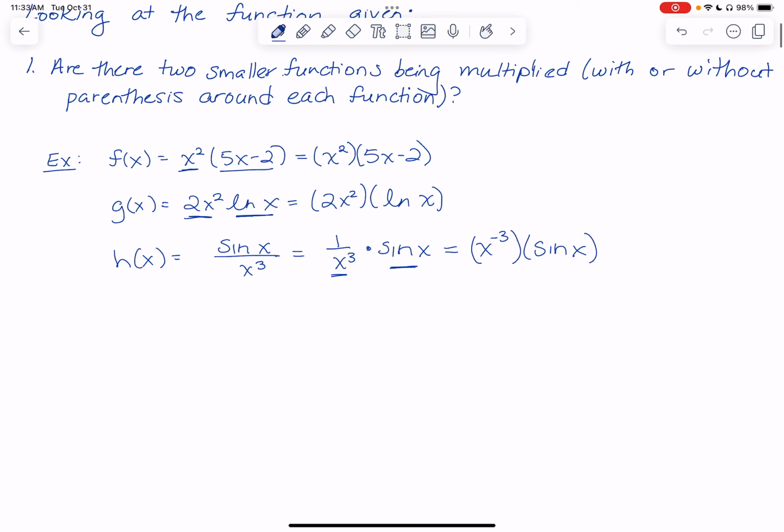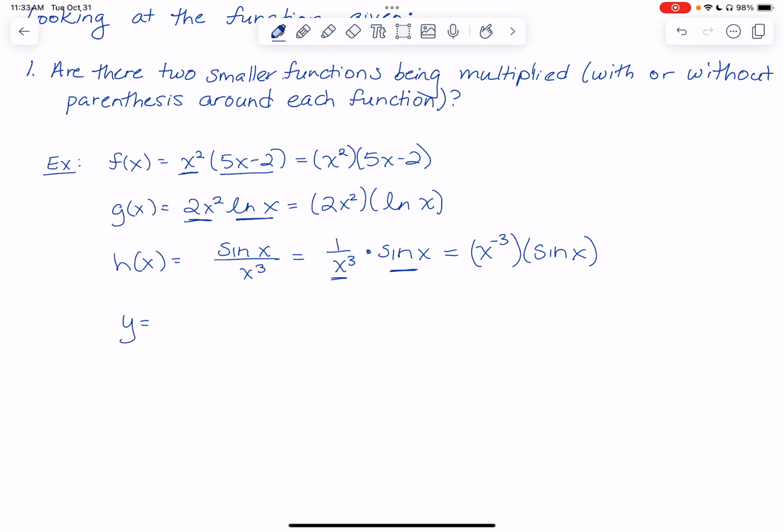Let's do one more. Let's say I have a function, and we'll use y equals this time, of 5x squared e to the x. Here you notice I have this 5x squared term, and I have this e to the x term. So again, I have two separate terms, and they're multiplied by each other. And so I'm going to take 5x squared and cordon that quantity off, and the e to the x gets its own set of parentheses.